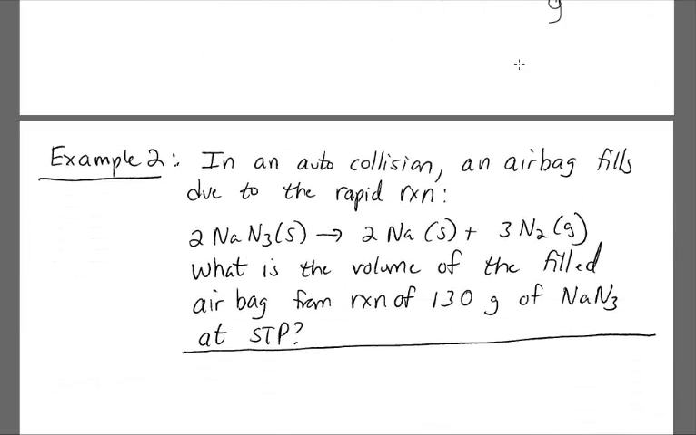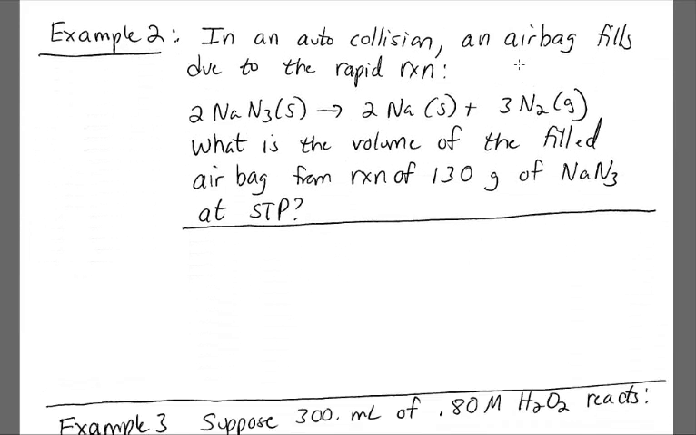Let's do another example. When we have an automobile collision, an airbag fills due to this rapid reaction, which forms nitrogen gas very quickly. What is the volume of the filled airbag from the reaction of 130 grams of reactant at STP? So let's do the problem. We've got the amount in grams, the reactant in grams, which is what we're used to, but we want to know the product in volume. And we have a temperature and pressure.